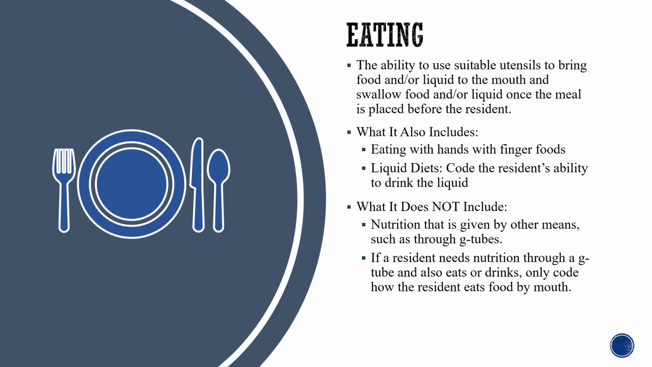Liquid diets. We can code the resident's ability to drink the liquids. What it does not include is nutrition given by other means, such as through G-tubes. If a resident needs nutrition through a G-tube and also drinks, we only code how the resident eats food by mouth. So if they're G-tube only and they do not eat, we're going to code this as not attempted.